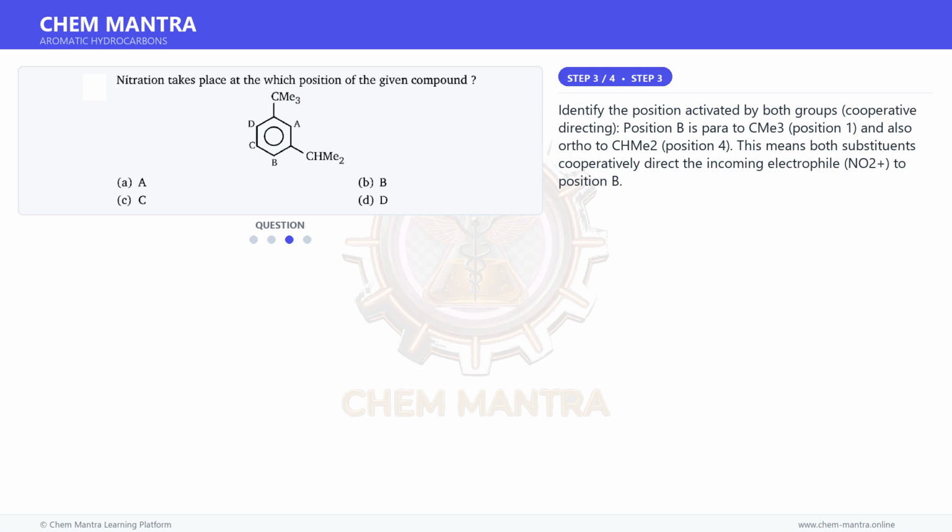Identify the position activated by both groups. Cooperative directing position B is para to CMe3, position 1, and also ortho to CHMe2, position 4. This means both substituents cooperatively direct the incoming electrophile, NO2+, to position B.